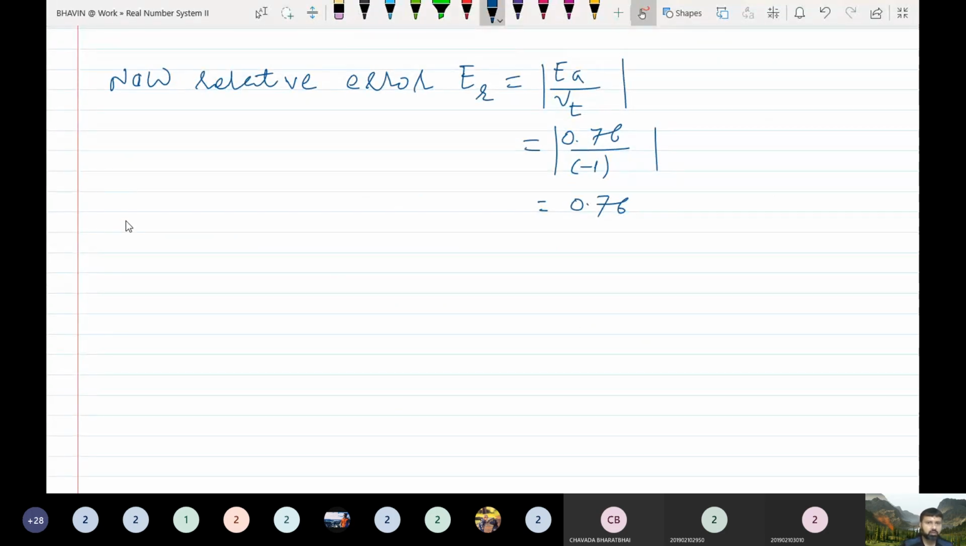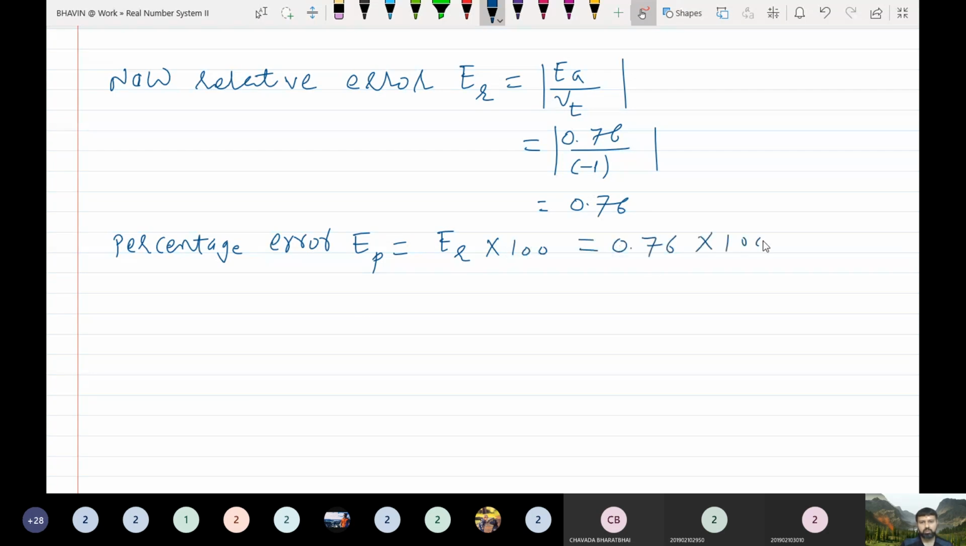Now let us find out percentage error. It is denoted by EP, and EP is equal to ER into 100. So this is 0.76 into 100. Therefore percentage error EP is equal to 76. Clear?